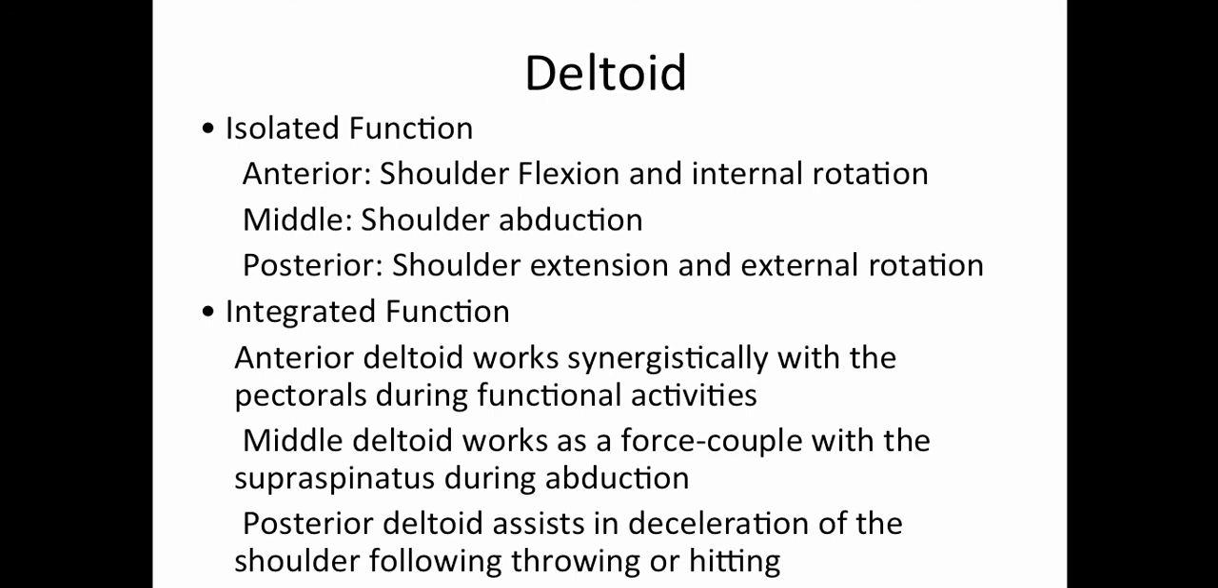The integrated functions are that the anterior deltoid works synergistically with the pectorals during functional activities. The middle deltoid works as a force couple with the supraspinatus during abduction, and the posterior deltoid assists in deceleration of the shoulder following throwing or hitting.